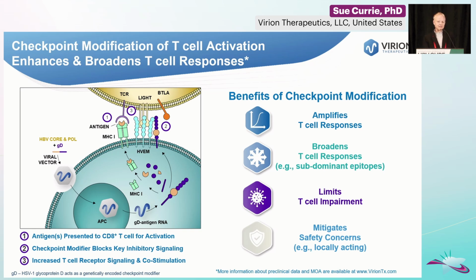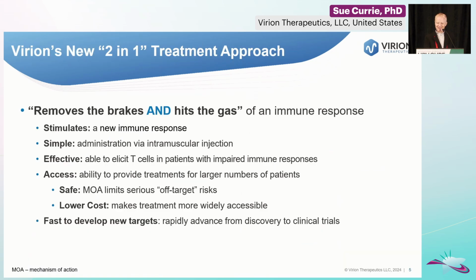On the right-hand side of the slide, there are some key things. It amplifies the T cell response. It broadens the T cell response because it lowers the activation threshold. And the new T cells use up less energy, so it limits T cell impairment. And this was asked of me just before this talk: because it's intramuscular and targeted, it's not systemic, so it mitigates safety concerns as well. So that's the MOA and the preclinical.